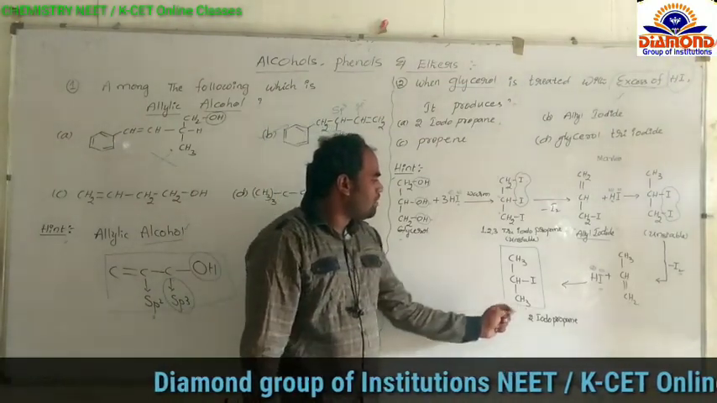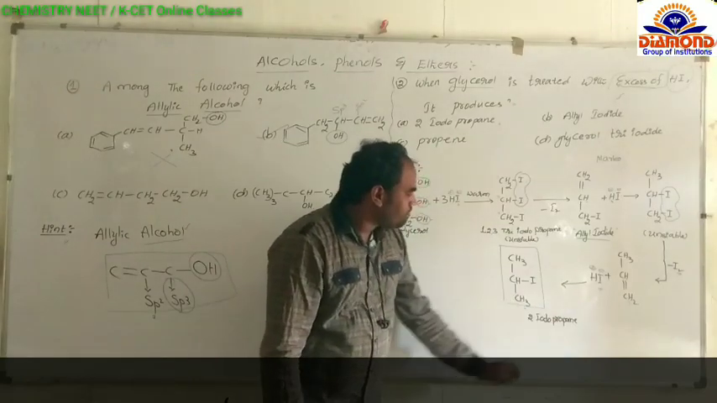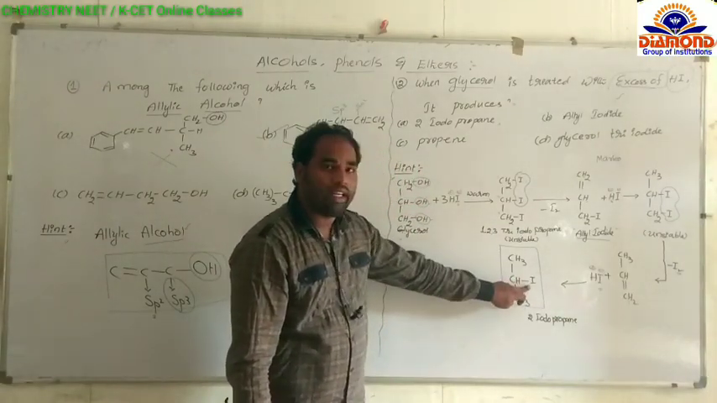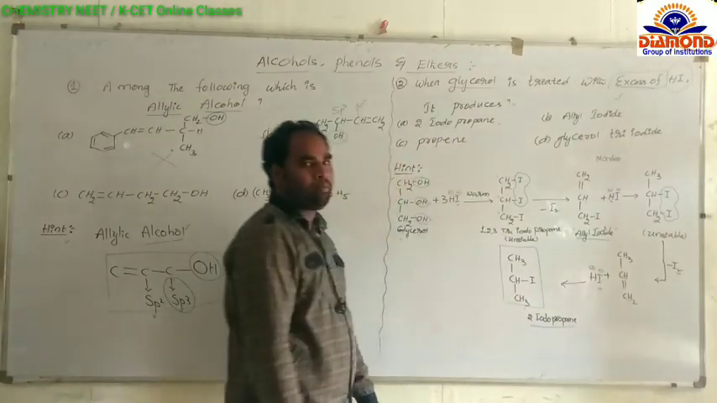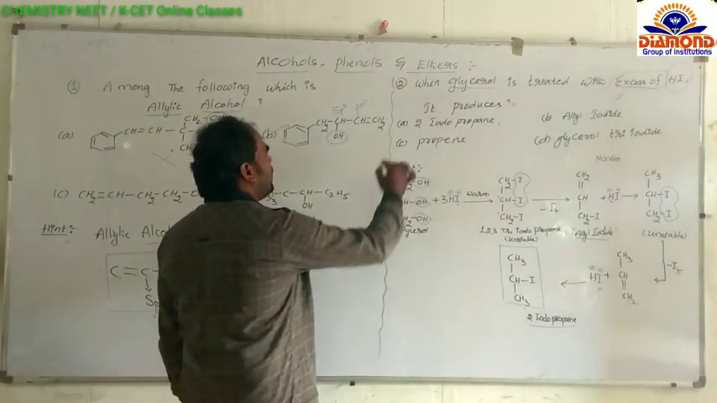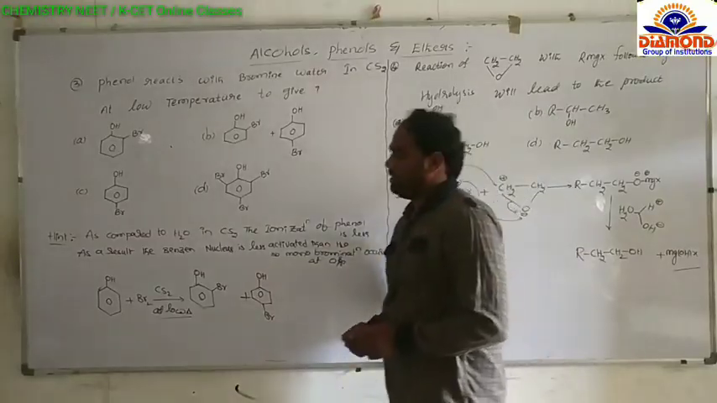So what is the name of this product, student? Number of carbons 3, therefore propane. And the second carbon contains iodide, therefore 2-iodopropane is the product. So the correct option is A for this question. Next question here.